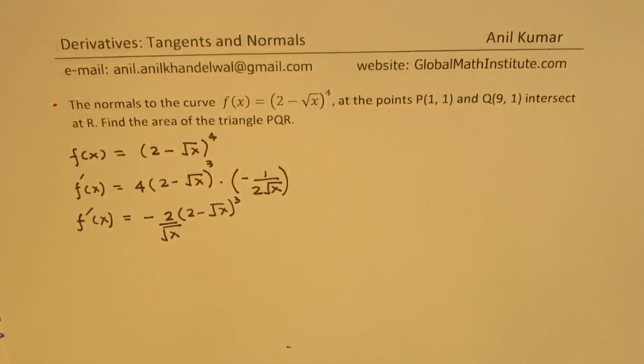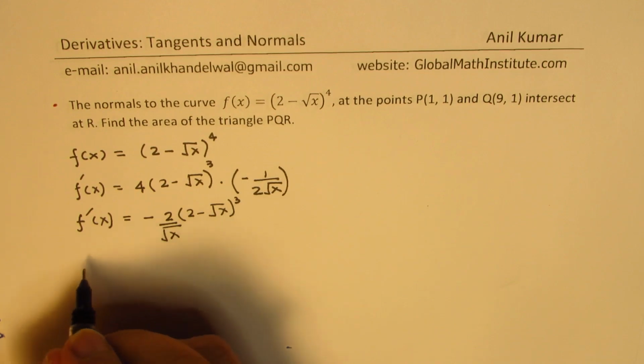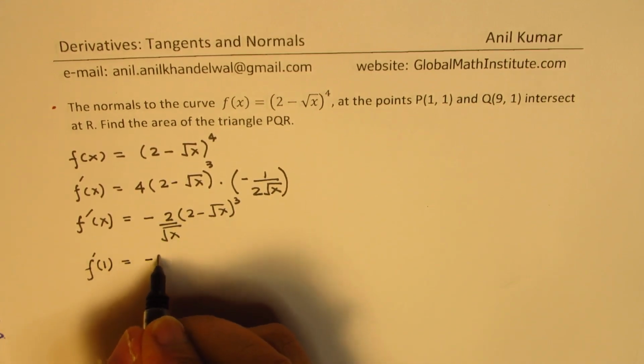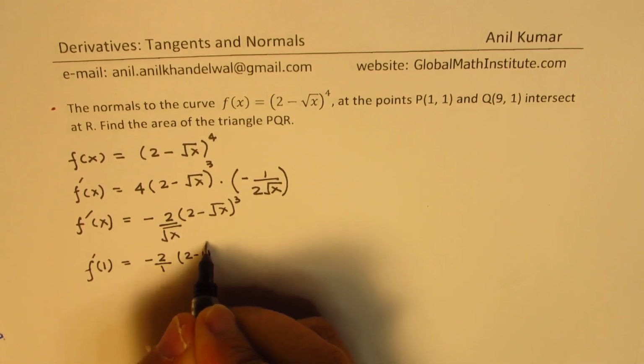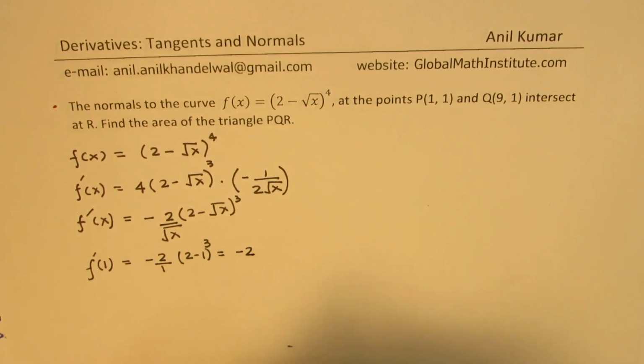Okay, so that becomes the derivative, general expression. Let's find the derivative of the tangent at P and Q. So at 1, if I substitute 1 here, I get 2 over (2 minus 1) whole cube, which is minus 2.